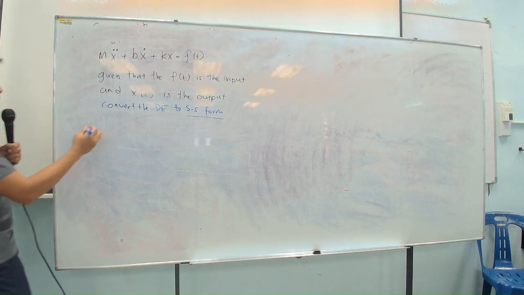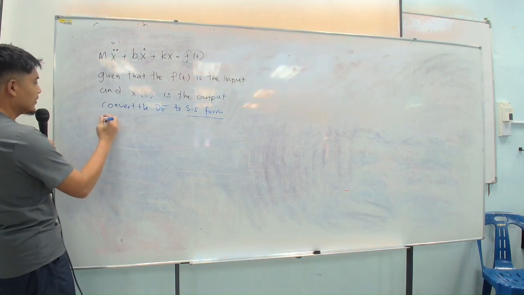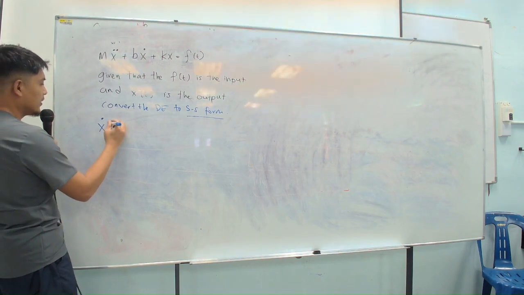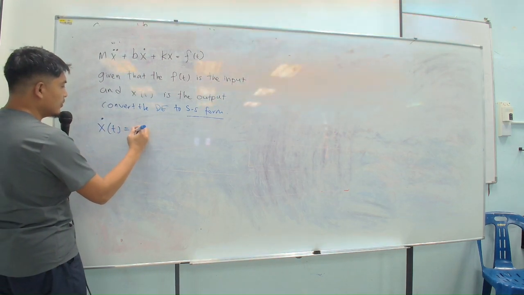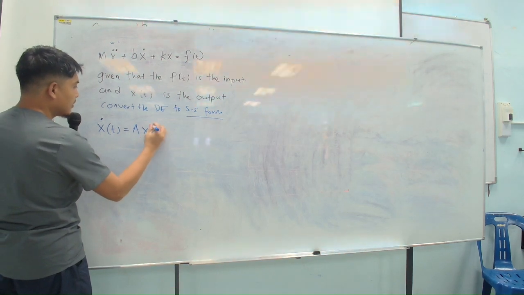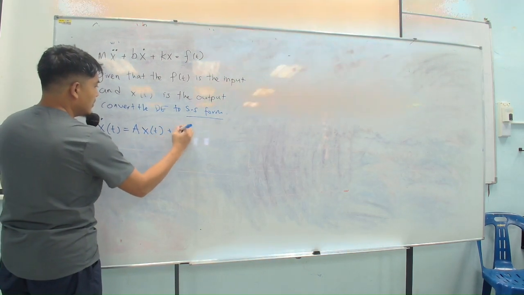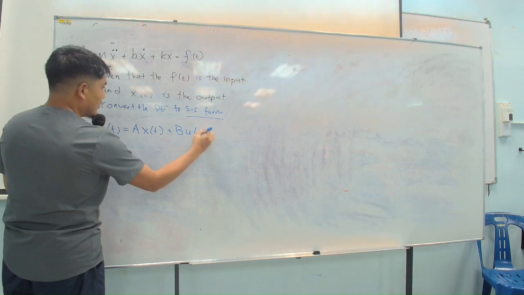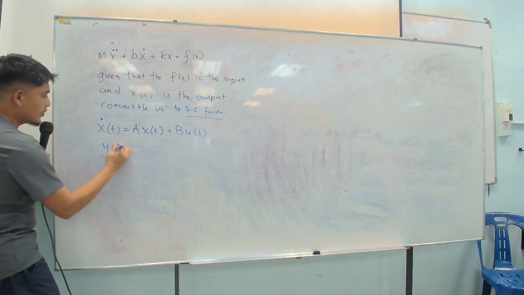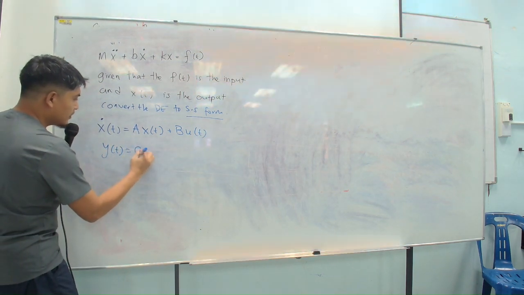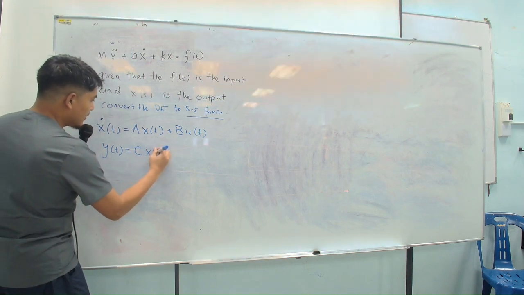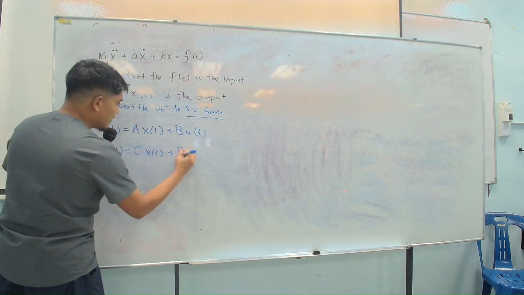What is the state space form again? x dot equal to Ax plus Bu. y equal to Cx plus Du.